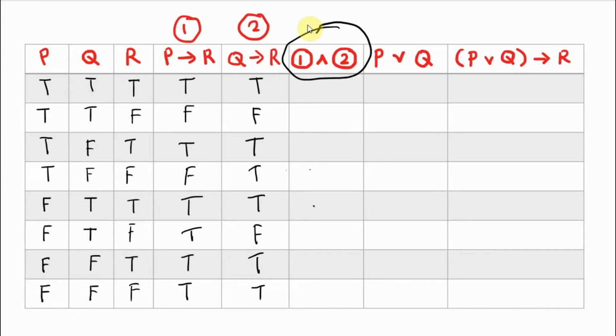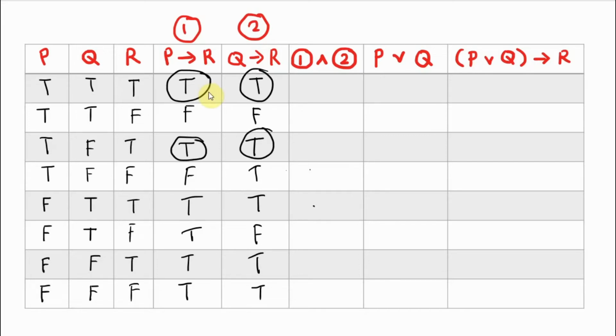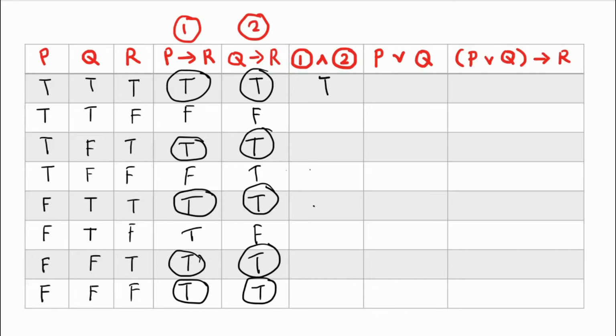Enter the truth values for column 1 and 2. Whenever column 1 is true and column 2 is also true, enter a true in the column 1 and 2, else enter a false. Mark all the rows where P implies R is true and Q implies R is true. Then enter true for column 1 and 2 in the same row. Like this, enter all the values.